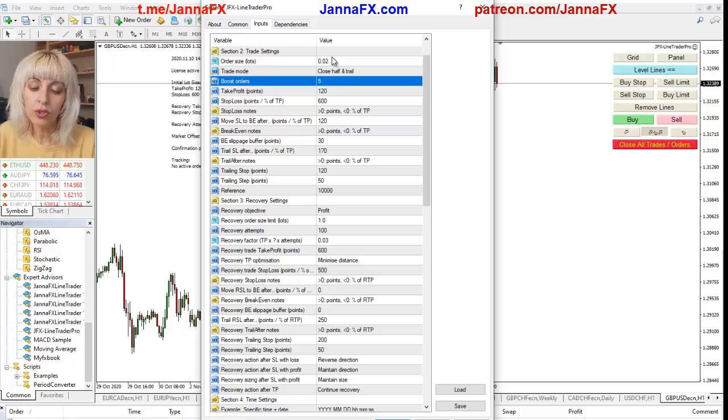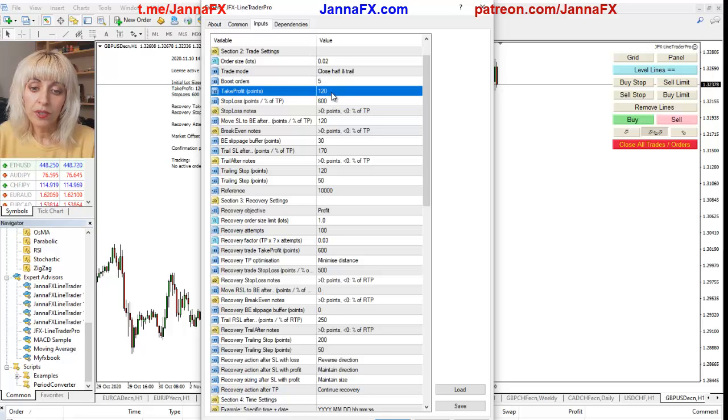So for our usual close half and trail, for example, take profit is what your take profit is, right? For example, if we do half, then it will close, let's say, half the positions at 120 points, and the rest of it will run with the trailing stop. You can place whatever profit you want. You just double click and put like 200. You can put 2000 if you want 200 pips, let's say. It can be any number you want.